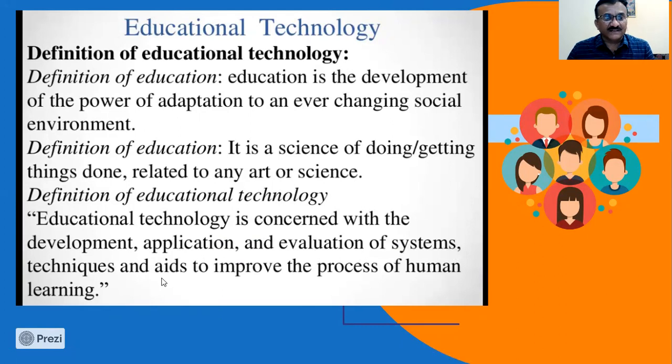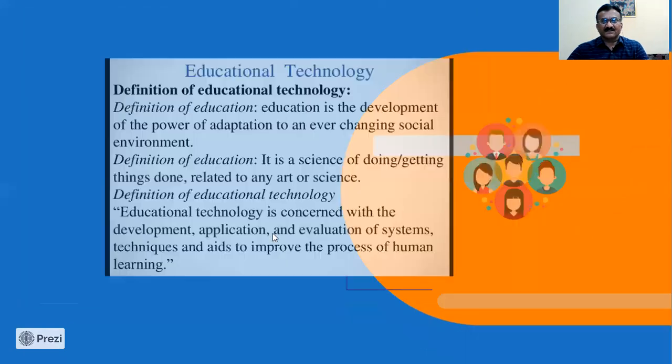the systems, techniques, and aids to improve the process of human learning. At last, the ultimate goal is human learning, or children's learning. Then how will this process of learning be improved? Certainly it will happen during the learning stages, developmental stages, and application stages. Even how much the student has acquired will be taken up under the evaluation system. So therefore, these are all components which come in the domain of educational technology.